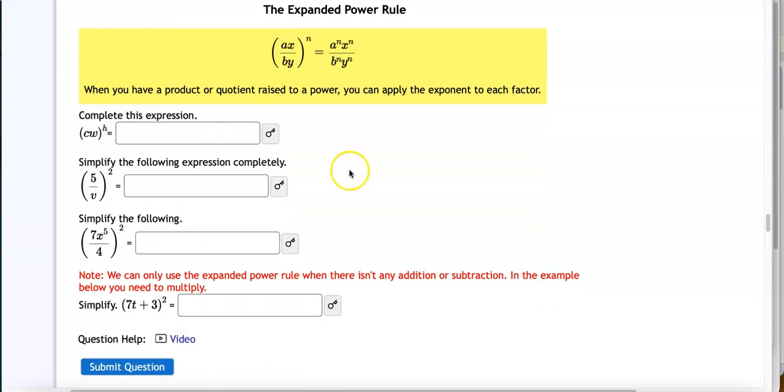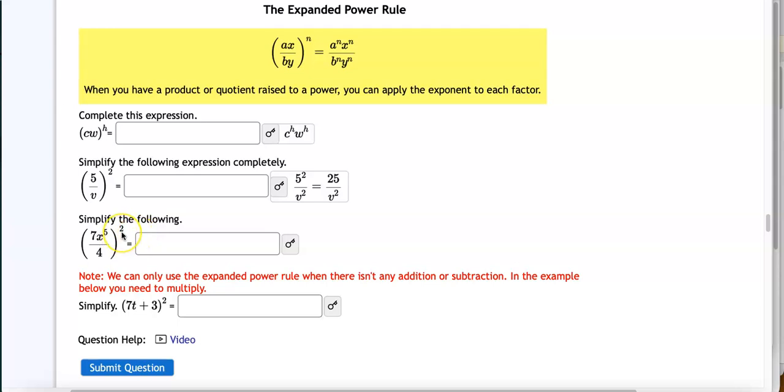The expanded power rule says that if you have a power with a fraction or any combination of variables or numbers, this power is going to apply to every single part. So a gets an nth power, x gets an nth power, b gets an nth power, y gets an nth power. Every value gets raised to the nth power. So in this case, we have CW in parentheses raised to the h power. The h is going to apply both to the c and the w. Here also, the square has to apply both to the numerator and denominator.